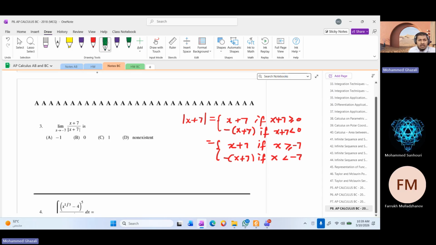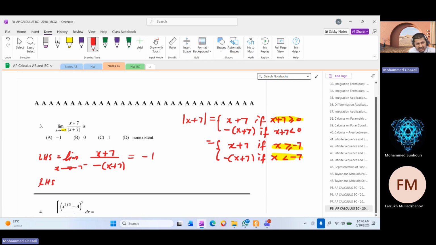Now we have a problem because it's at -7, so we need the limit from the left and the limit from the right. So you have to do two limits. This is how you write it out. The left hand limit is the limit as x approaches -7 from the left. If you're approaching -7 from the left, x is less than -7, so you take the bottom function, negative (x plus 7) over x plus 7. Those cancel out, and we get -1.